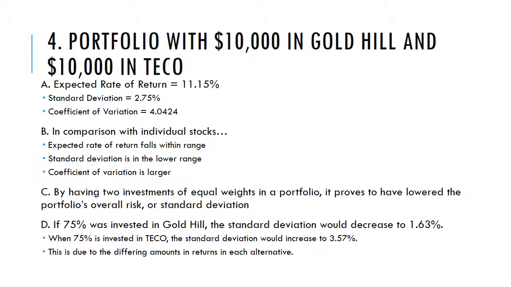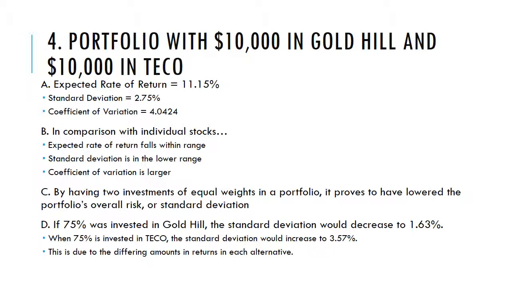Forms a stock portfolio by investing $10,000 in Gold Hill and $10,000 in TECO. The portfolio's expected rate of return is 11.15%. The standard deviation is 2.75%, and the coefficient of variation is 4.0424%. In comparison with the individual stocks, the expected rate of return falls within the range. The standard deviation falls in the lower range, and the coefficient of variation is largest in comparison.